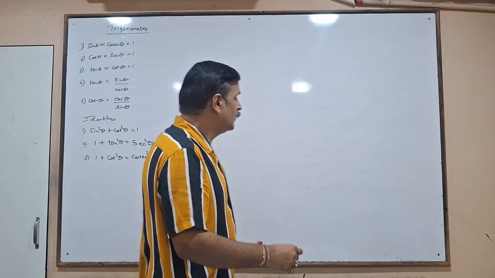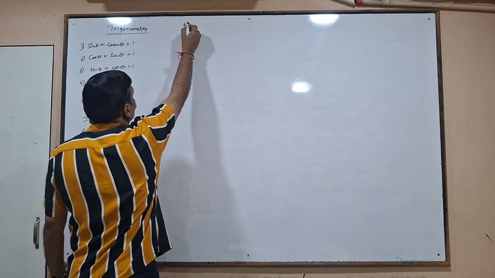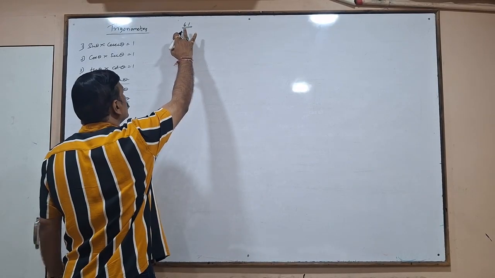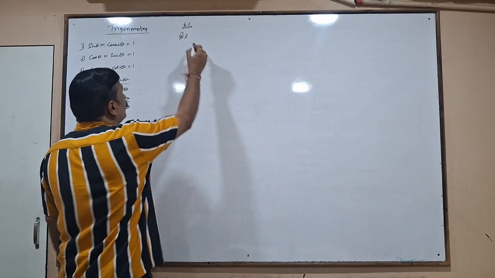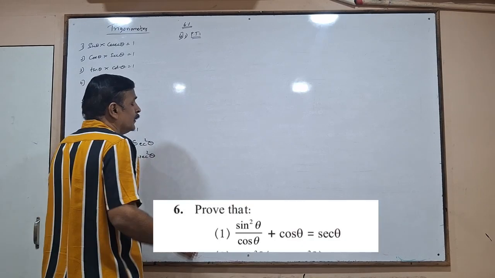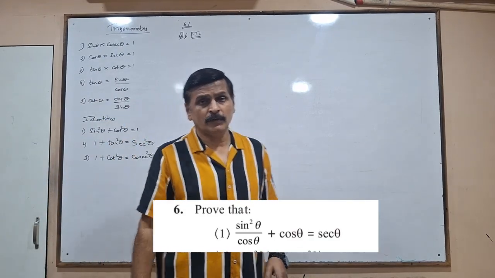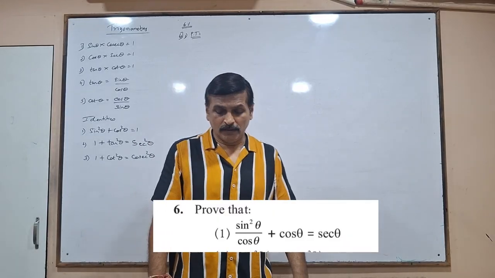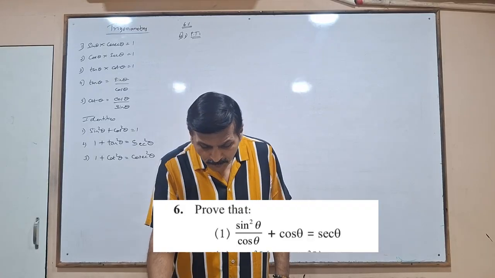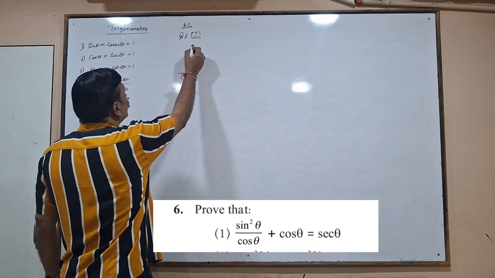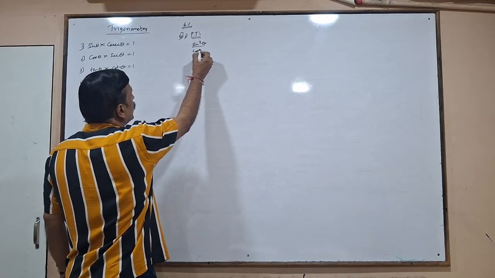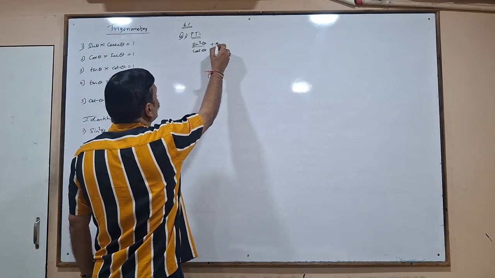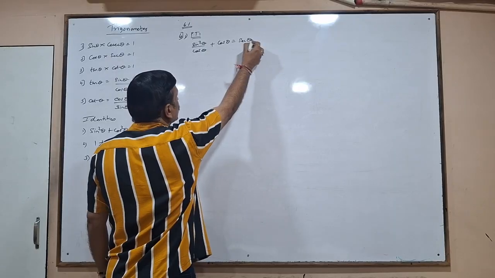Now let us solve the proving questions, the fifth one first or the sixth one first. Prove that. Now, in exam when a prove that question comes, whatever question is framed in the paper, write it as it is with prove that. You can write PT or you can write prove that. The question is sine square theta upon cos theta plus cos theta is equal to sec theta.